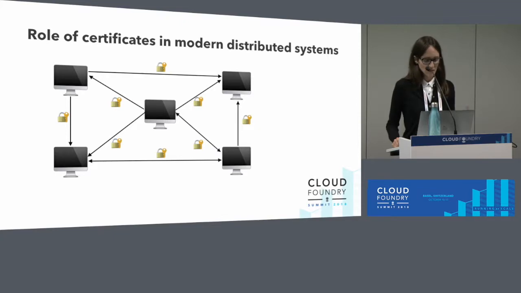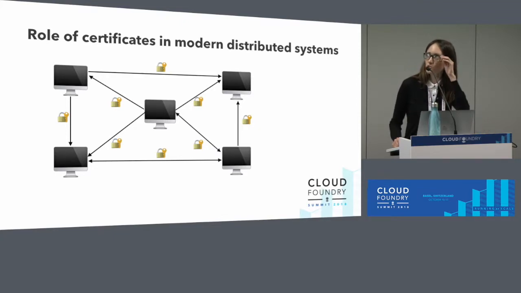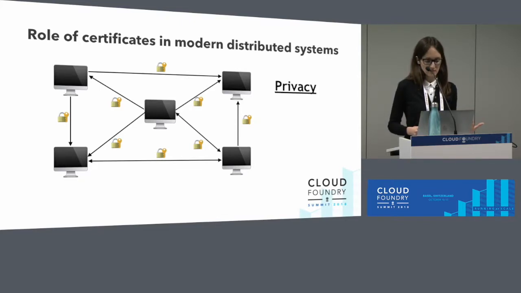Instead, in the case of TLS, asymmetric encryption is used only for the handshake part, and the rest of the traffic is encrypted with symmetric keys, which are established during this handshake. So again, here we see how certificates are used in establishing the handshake for encryption. So this gives us privacy, which is great. This is the first step to making the system secure.